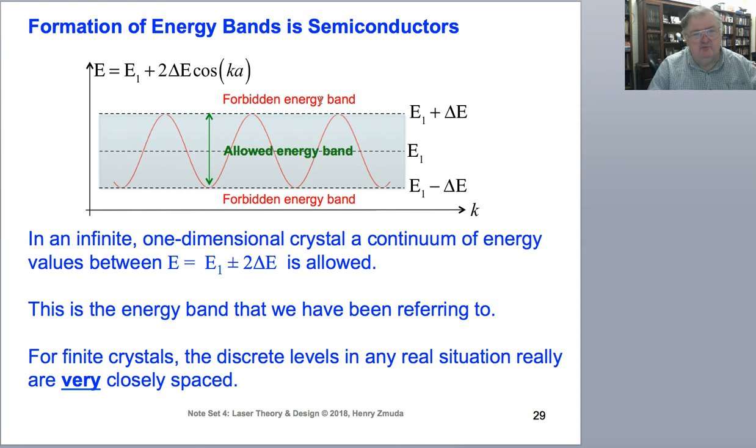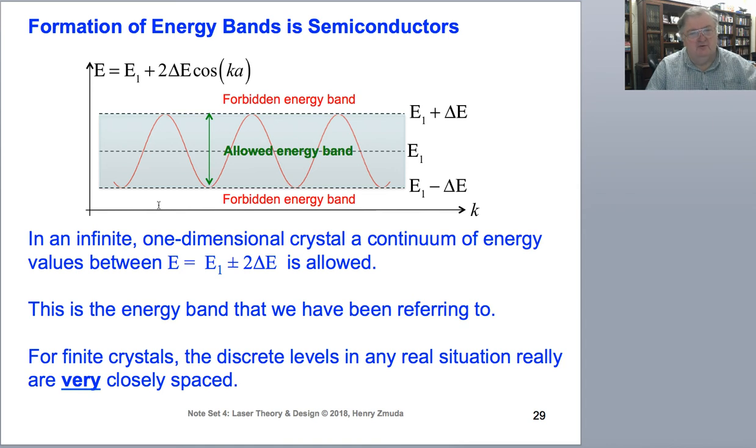There's a forbidden region up here and a forbidden region down here. So in an infinite one-dimensional crystal, a continuum of energy between E1 plus or minus 2 delta E is allowed. This is the energy band that we're talking about. Now, this was for an infinite crystal. No crystal is infinite. The universe isn't big enough to hold an infinite crystal. Crystals, of course, are finite in size. In fact, they're tiny in most semiconductor applications.